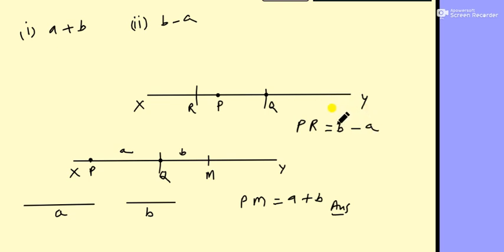So you can do very well. So PR, this distance, only this distance is called as B minus A. Let us see the next part.